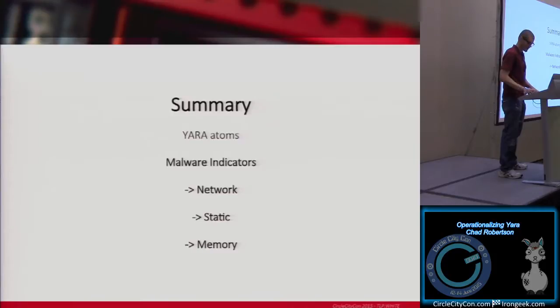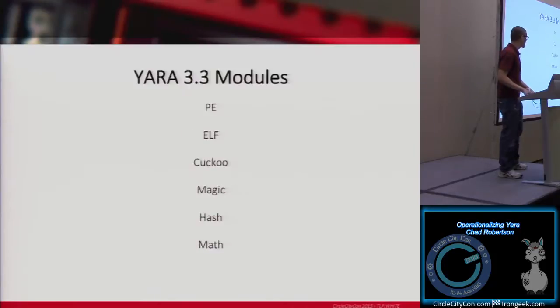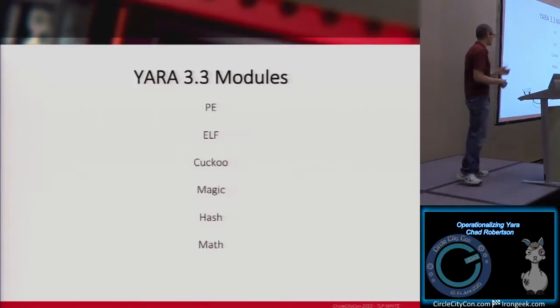artifacts, those indicators. And I just wanted to highlight real quick here at the end the modules that are in Yara 3.3. The PE module is really awesome. It offers a lot of new functionality and really powerful functionality. The Cuckoo module, if supported, allows detection for external, like outgoing network traffic.